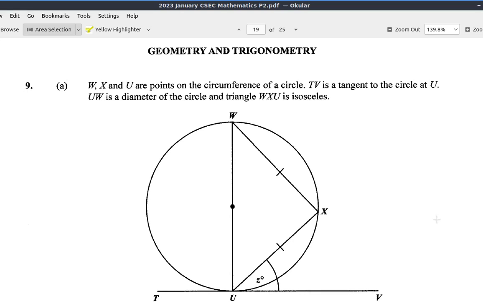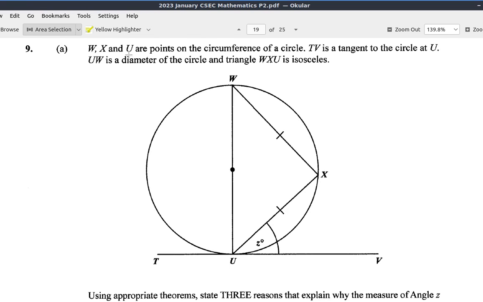Question 9 from the January 2023 CSEC Mathematics, Paper 2. Here, it says geometry and trigonometry. W, X, and U, right here, are points on the circumference of a circle.